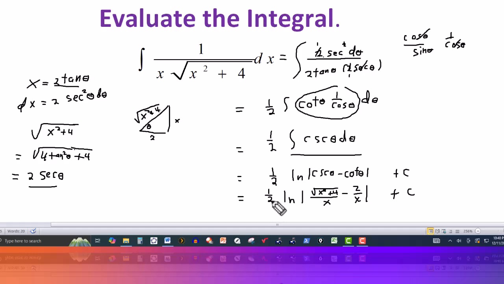So you can leave your answer this way, or you can put these together as one fraction since we have the same denominator here. So we could just write it as one fraction. We could give this answer: 1/2 natural log of the square root of x squared plus 4 minus 2 over x. So again, this is x squared plus 4 under the radical.